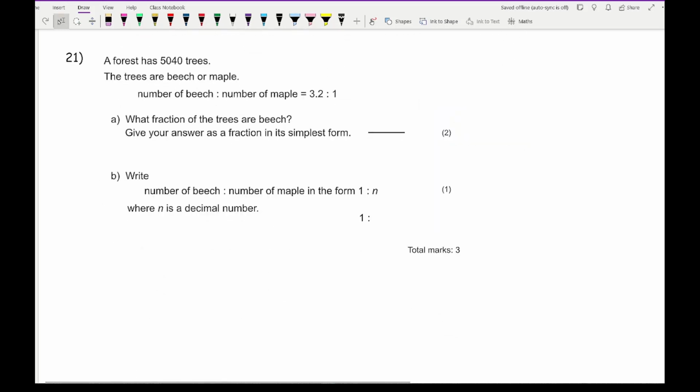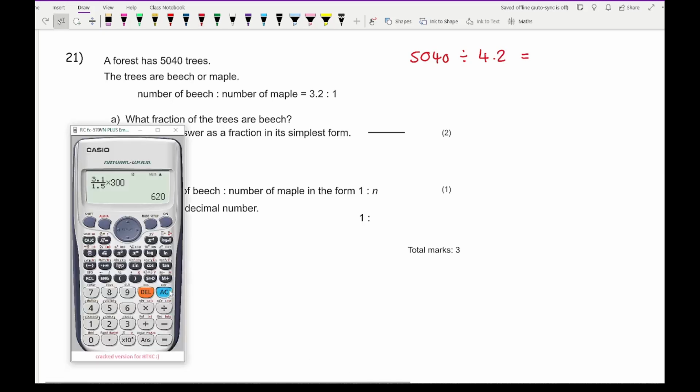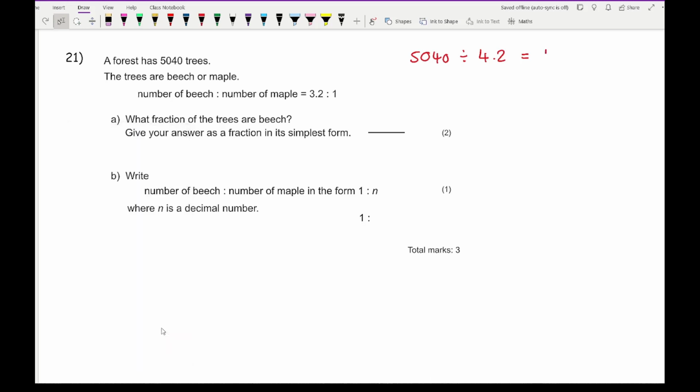Moving on to question 21, it says the forest has 5,040 trees. The trees are beech or maple. The ratio of the number of beech to the number of maple is 3.2 to 1. What fraction of the trees are beech? Give your answer in its simplest form. So first of all, let's work this out. So here we've got 5,040, and we're going to divide this by adding the numbers in the ratio up. So that's 4.2, and if I do that on my calculator, 5040 divided by 4.2 equals 1,200.